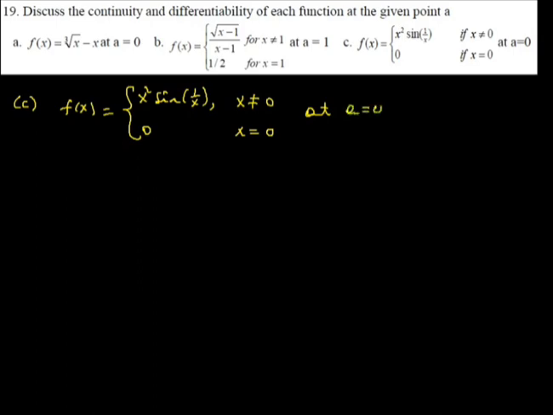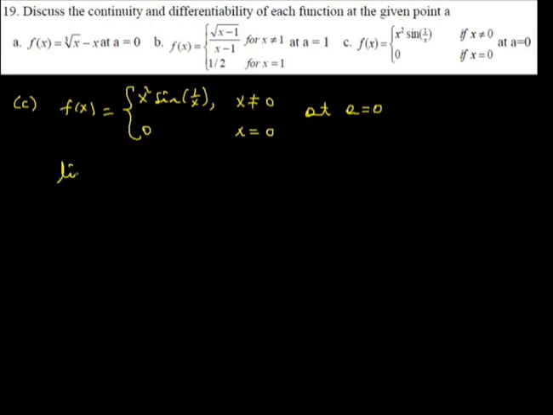Now let's see the C part. In C, we have the function f equals x squared times sine of 1 over x, for x different from 0. Then the function becomes 0 whenever x is 0. So we are going to evaluate the continuity of the function at A equals 0. So let's see what the continuity of this function looks like.